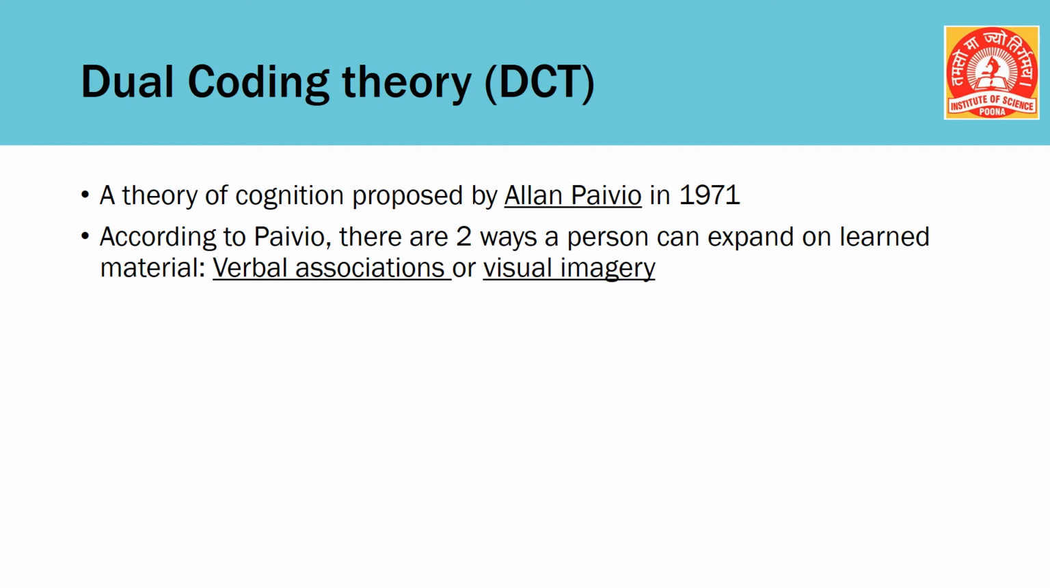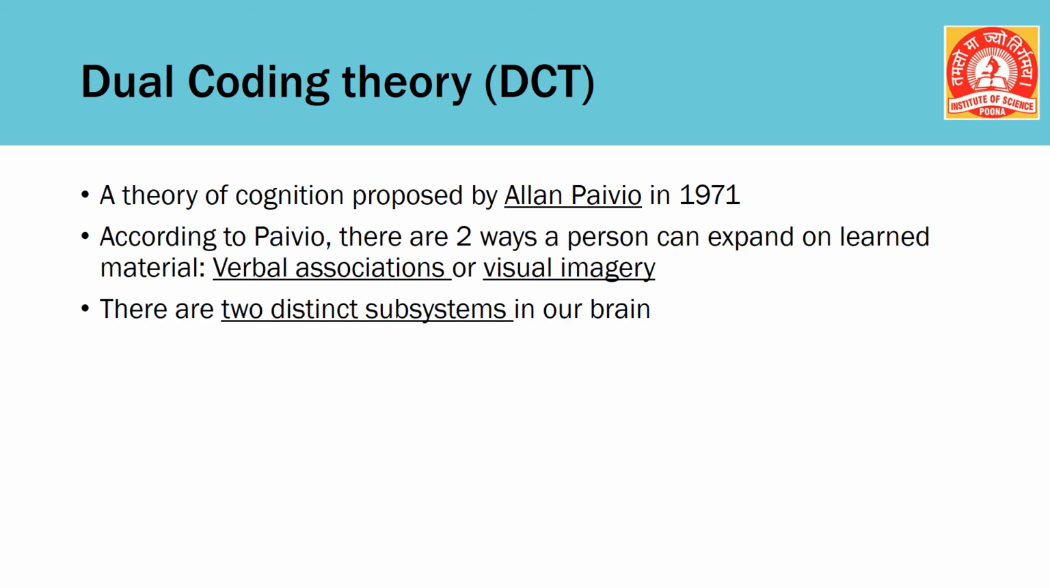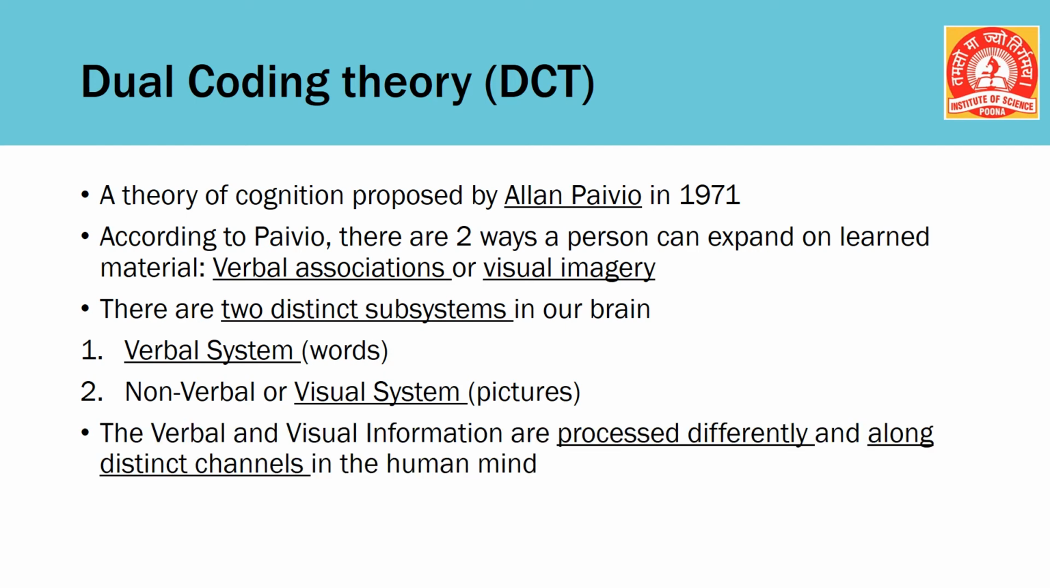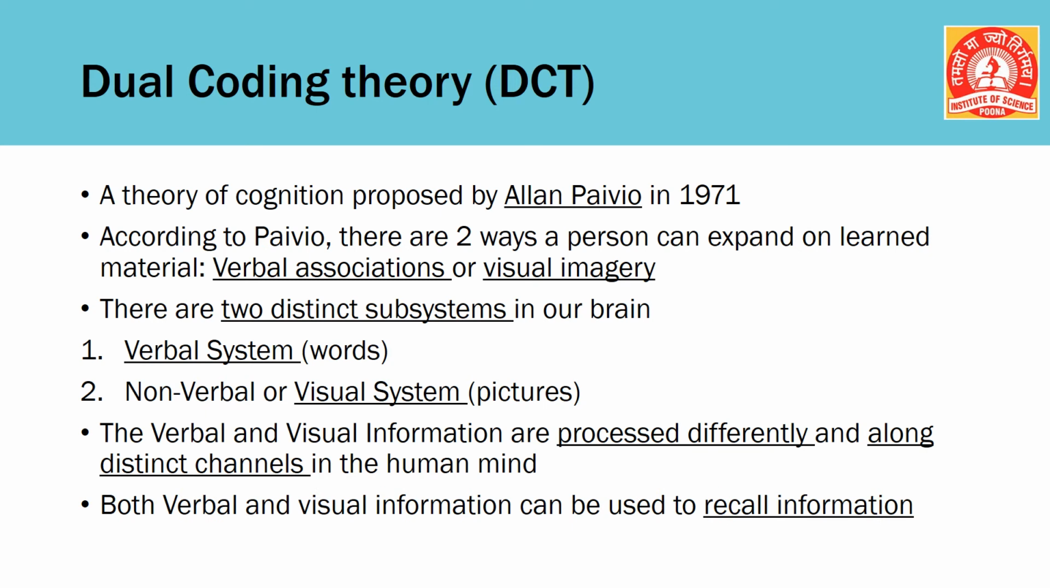Based on this, the dual coding theory postulates that there are two distinct subsystems in our brain. Firstly, verbal system, and secondly, non-verbal or visual system, which is pictures. The verbal and visual information are processed differently and along distinct channels in our human mind. Both verbal and visual information can be used to recall information.